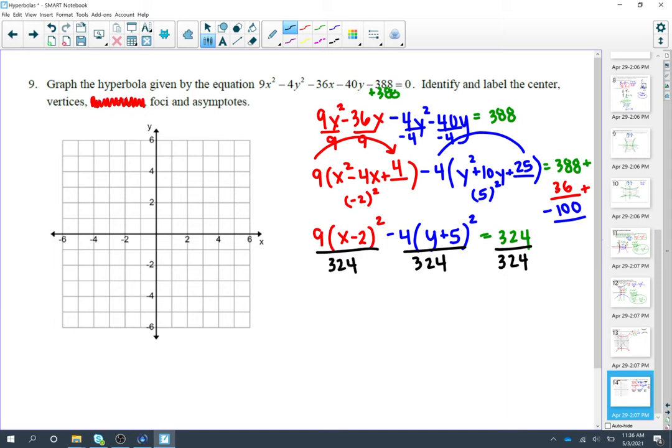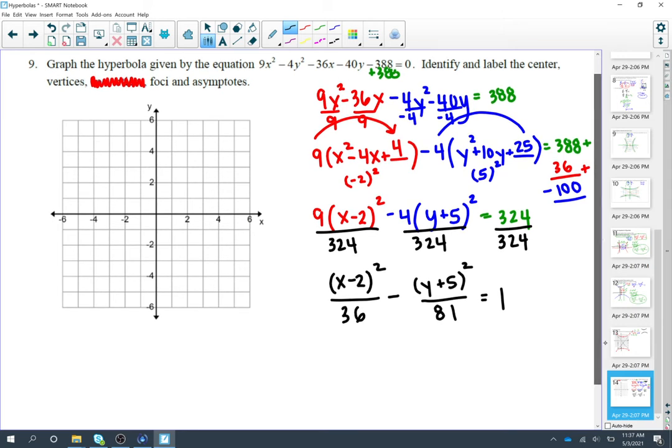Nine divided by 324 is going to get us 36. So x minus 2 squared over 36 minus 4 divided by 324 is going to get us 81. So y plus 5 squared over 81 equals 1. And now we have enough information to start working. So let's focus on this.